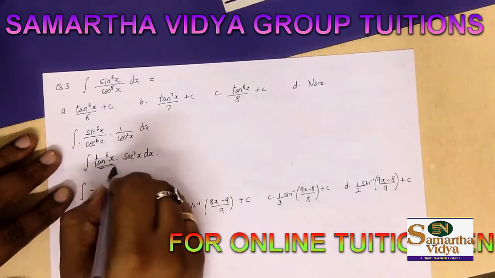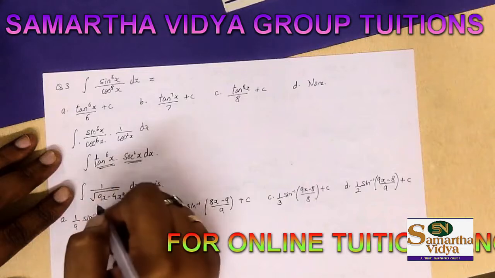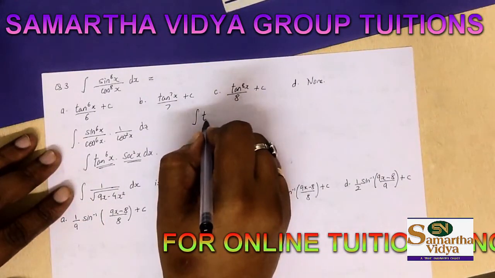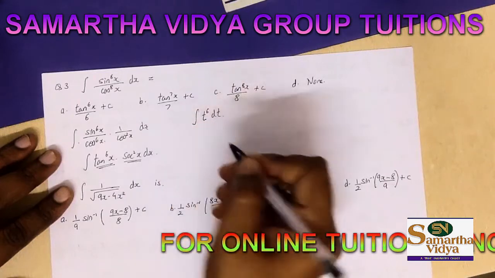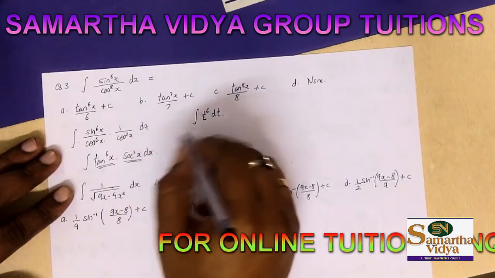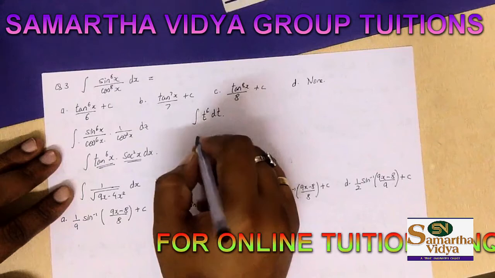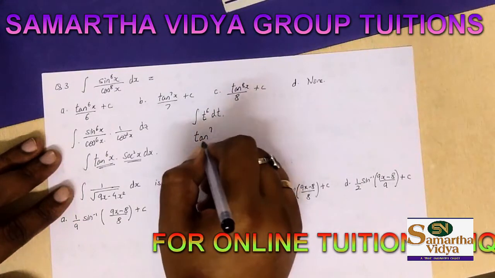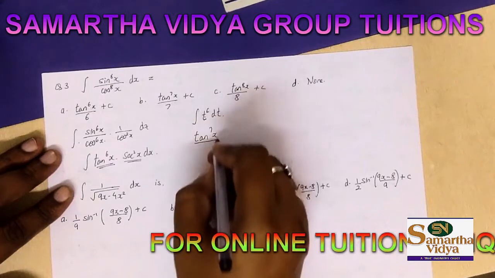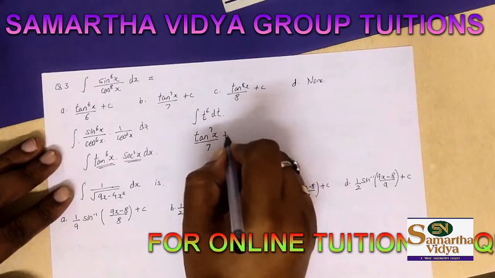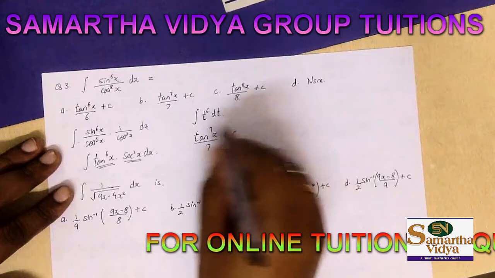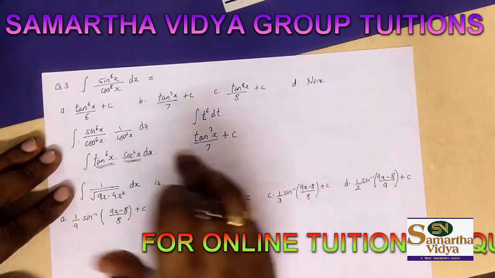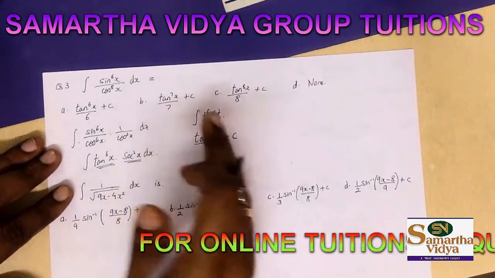So we know that the derivative of tan x is nothing but sec square x. So it's basically going to be integration of t raised to 6 dt, where t is nothing but tan x. So we know that integration of t raised to 6 is nothing but t raised to 7 by 7. So that is nothing but tan raised to 7 x by 7 plus c. So this is one way in which we can analyze it. If you're not able to do it, you can go for the other method.